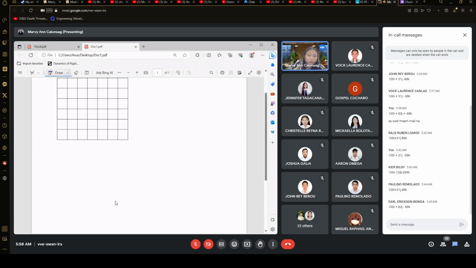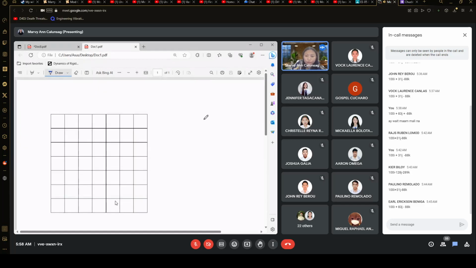Okay, let us have this one. So in this illustration, we have here point D, then this is your point A. Let us say it is at 1, 2, 3, 4, then 1, 2, and then 1, 2, 3, 4, 5, 6. It is also 6.